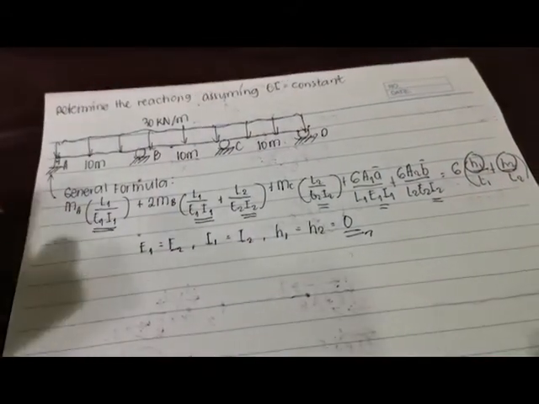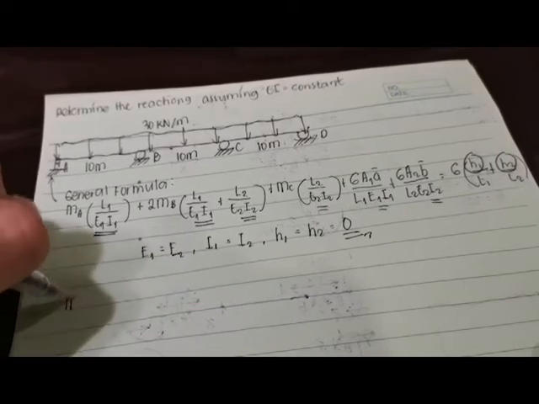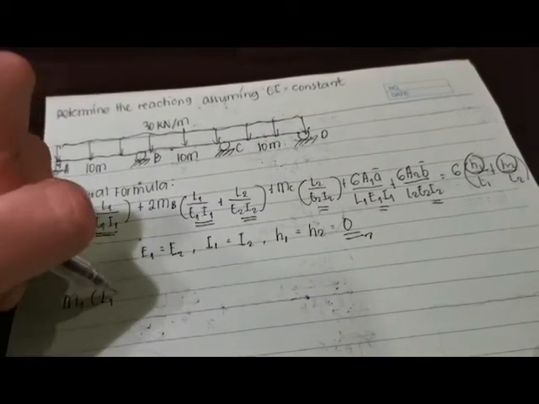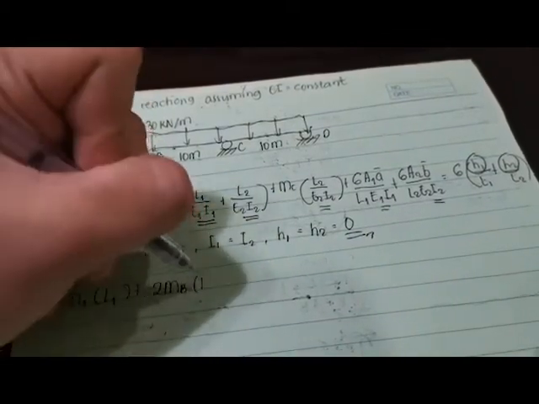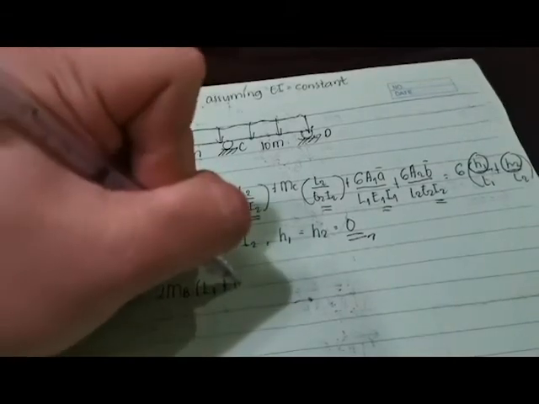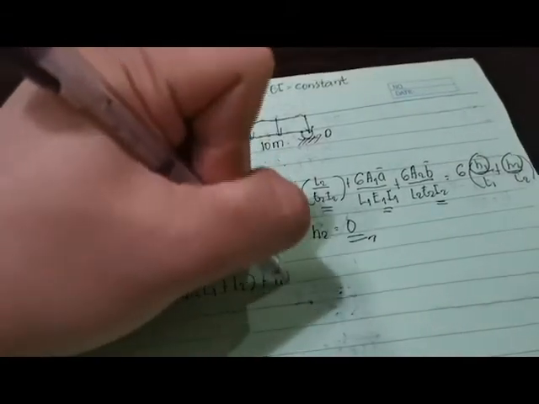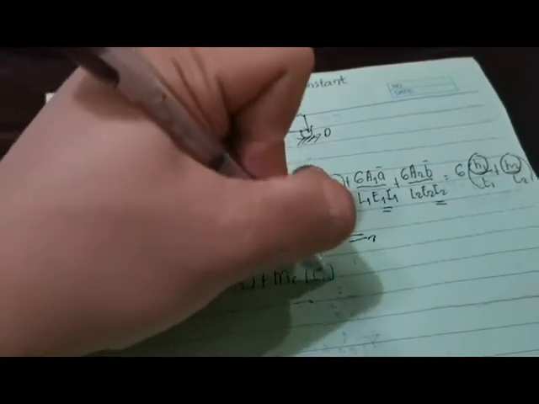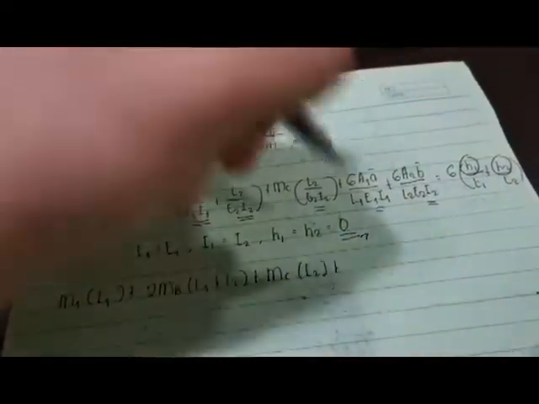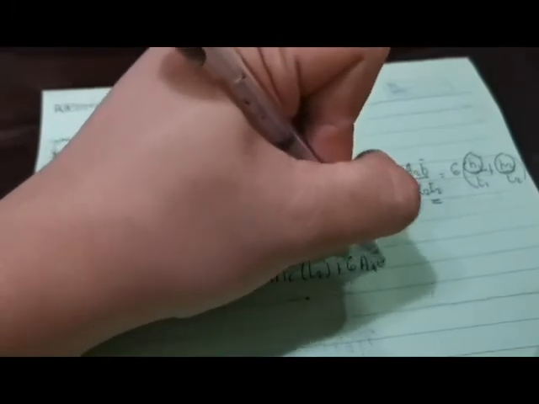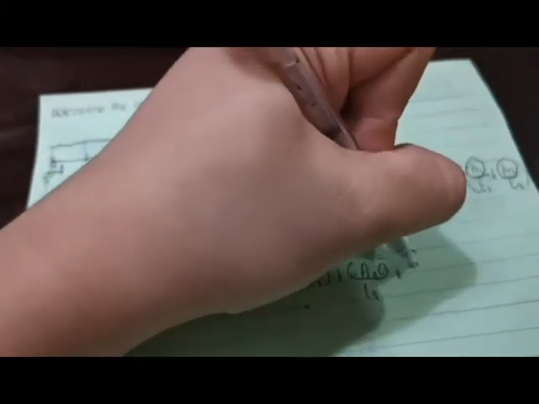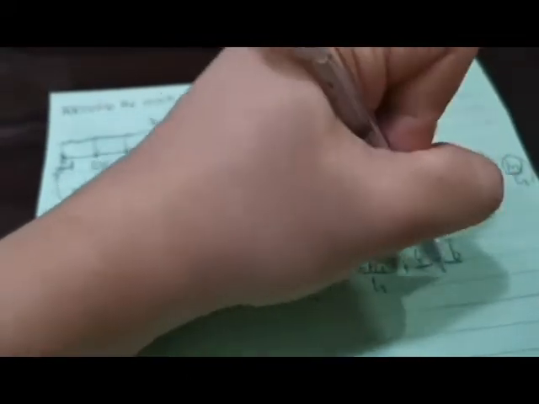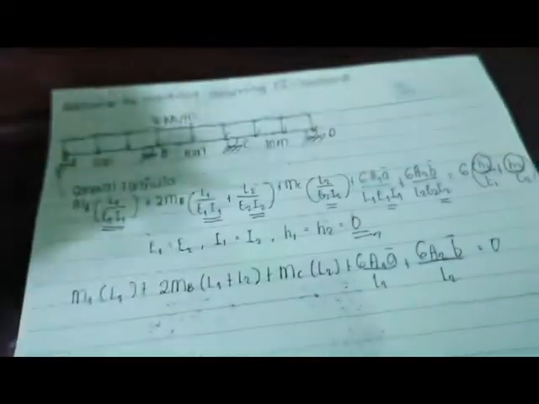Therefore, our formula will be MA times L1, plus 2MB multiplied by (L1 plus L2), plus MC times L2, plus 6A1 A over L1, plus 6A2 B over L2, is equal to 0.